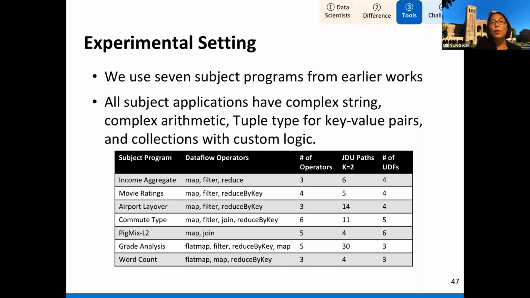So in this work, we used 7 subject program applications from earlier work, and all these applications have complex aspects. They use a diverse set of data flow operators, string and arithmetic operations, and also deal with tuples and arrays, right? While we're doing symbolic execution, we actually have a parameter that we need to set, which is common in symbolic execution, which is how many times you will unroll the loop. So that takes a parameter K as an input, and then we'll unroll these program paths and find the concrete input for each individual path.